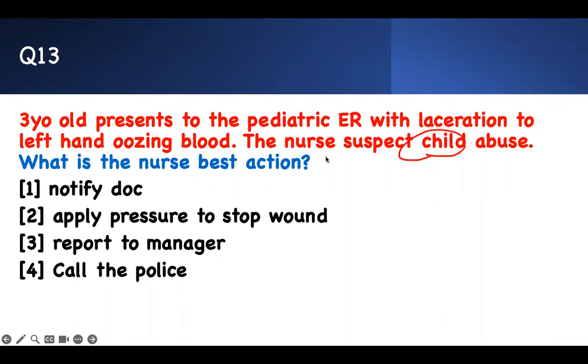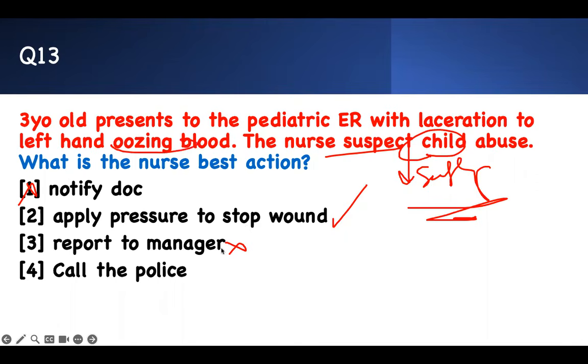Child abuse, the nurse's best action is to ensure safety for the client first. Safety is your priority. Notify the doctor is not important. Apply pressure to the wound. It's bleeding, so pressure, dress it, assess the patient, and take some information. Report it to the manager: the client needs safety, and this does not provide safety. Call the police: all these things are important, but number one, your priority, the best action, is that it's oozing. Put some gauze on it.